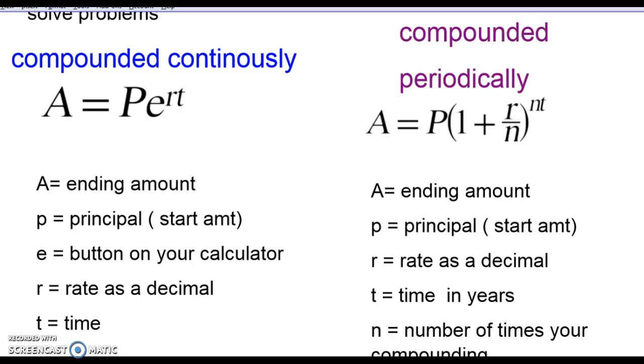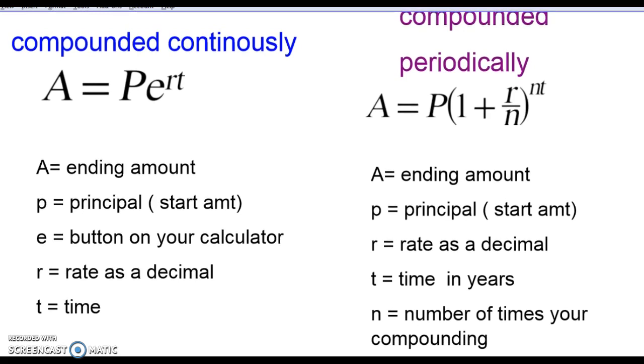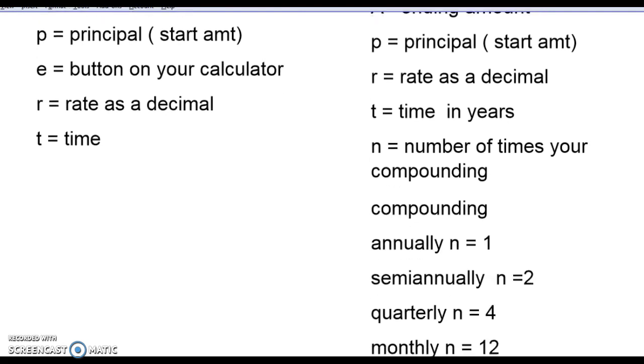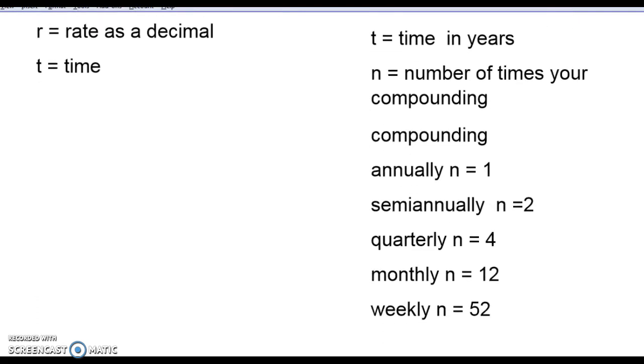What's different here is we've got a variable n. It's the number of times you are compounding. You can pause this if you need to write this down. We're going to add what our compounding times might be. If we compound once, you'll see the word annually, and that means n is 1. If we tell you we're compounding semi-annually, that means n is 2, twice a year.